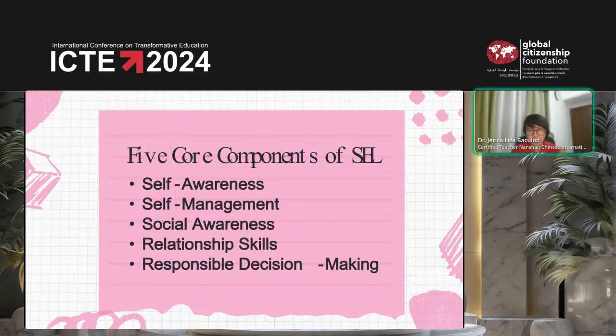Next, we have relationship skills. This area includes communication, active listening, and conflict resolution. These are skills that are fundamental for students to build healthy relationships. These skills also strengthen classroom collaboration and create a positive social environment.